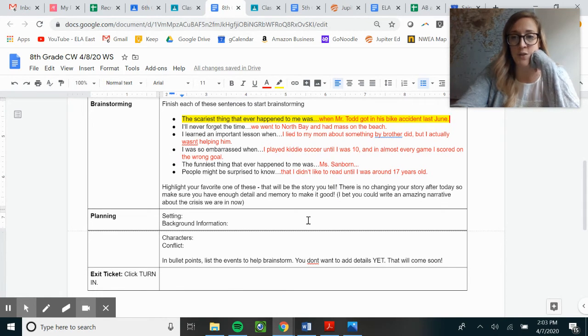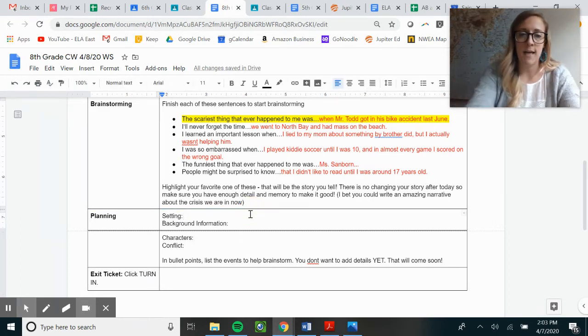So the last thing I'm going to ask you guys to do is to determine the setting, background information, characters, and conflict. For me, the setting is going to be Philadelphia. It's going to be a pothole on 33rd Street and the emergency room.